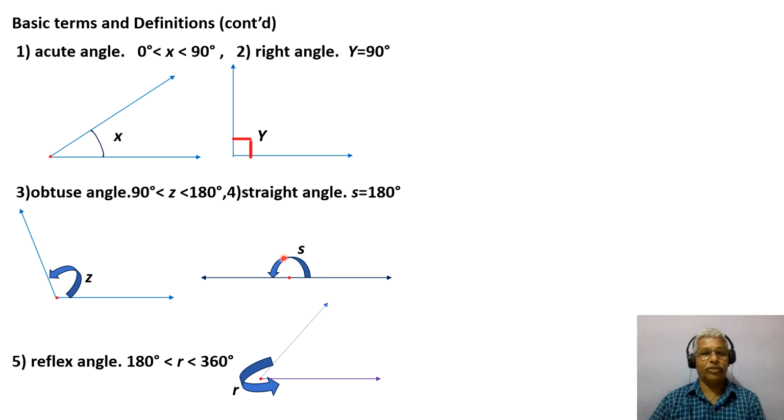This is that 180-degree angle on a straight line. Okay, always on a straight line. And reflex angle, so this is a reflex angle. Okay, so the measure of this angle lies between 180 and 360. Okay, so 180 less than r less than 360. Got it? Move ahead.